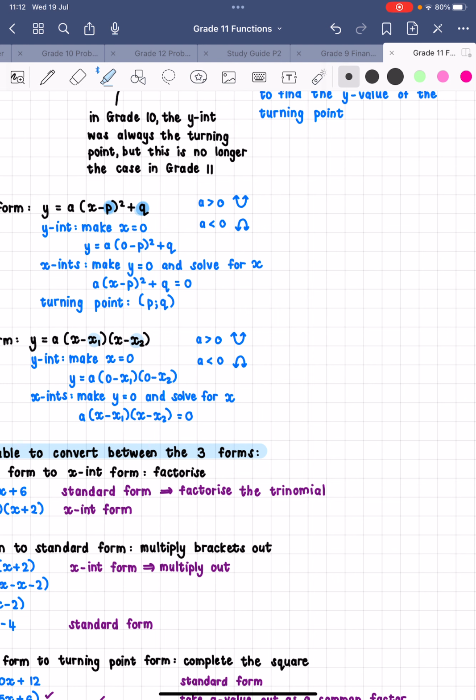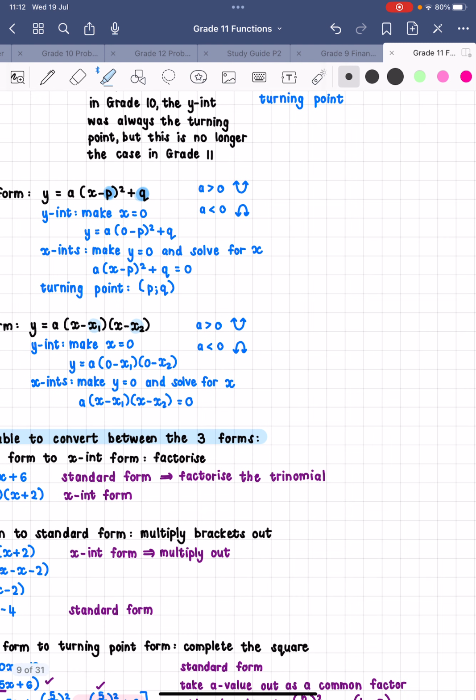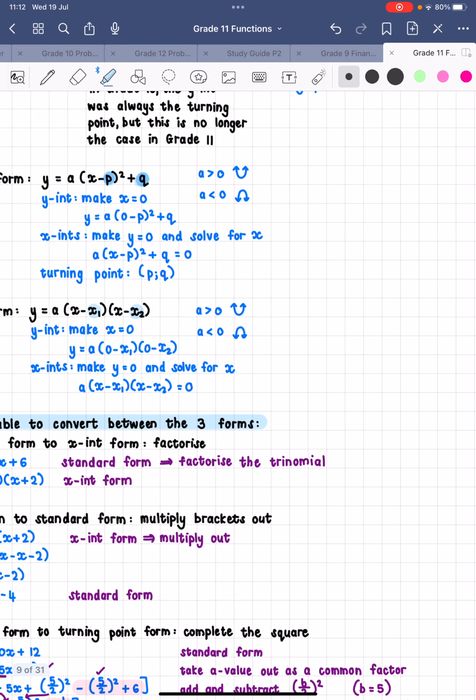Alright, y-intercept, same thing. Now, unfortunately, it's actually not the same thing, sorry. With standard form, you can just see what the y-intercept is, right? It's the c value. In turning point form, you're actually going to have to calculate the y-intercept by making x equal to 0. So you can see there, I've just rewritten that. y is a bracket 0 minus p squared plus q. So you just use all the values that are given, you make x equal to 0, and that will then be your y-intercept. X-intercept, same thing, make y equal to 0 and then solve for x. And then you can read off what the turning point is from there.